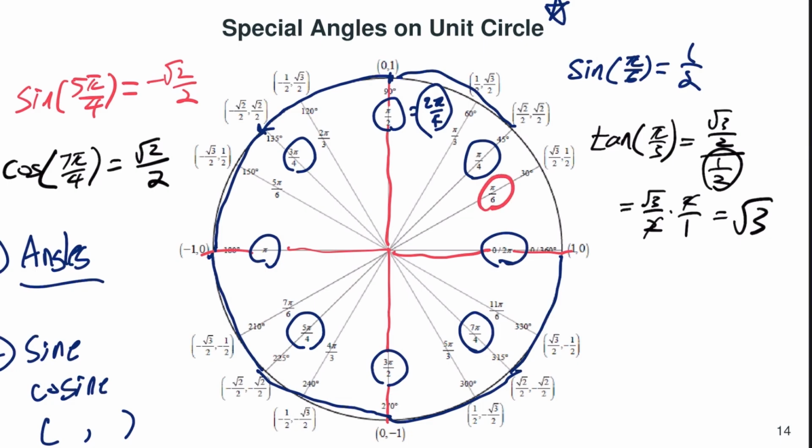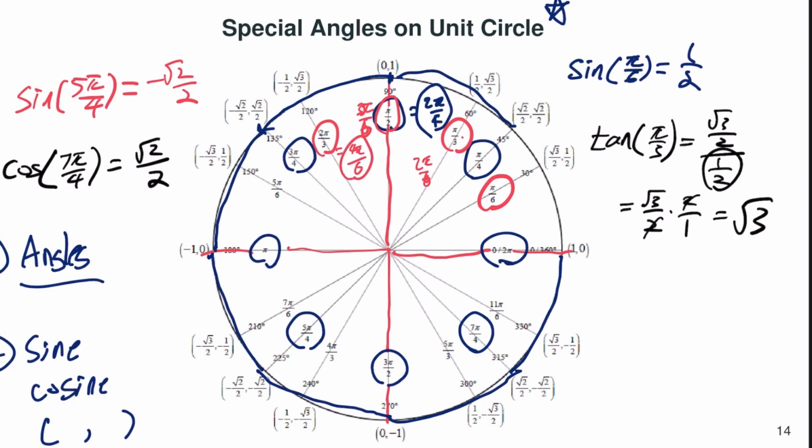Start from here. Add pi over 6, I get 2 pi over 6, which simplifies to pi over 3. Add pi over 6, I get 3 pi over 6, which is pi over 2. And I add another pi over 6. Then I get 4 pi over 6, which simplifies to 2 pi over 3. So this is 4 pi over 6.